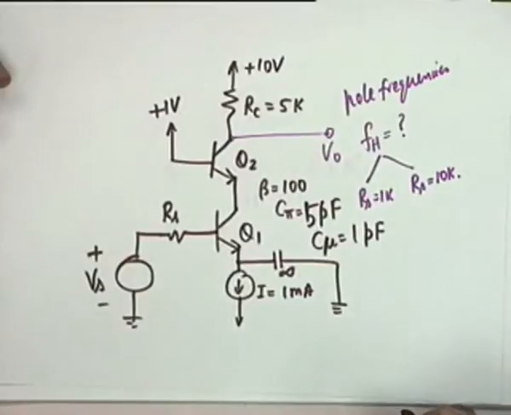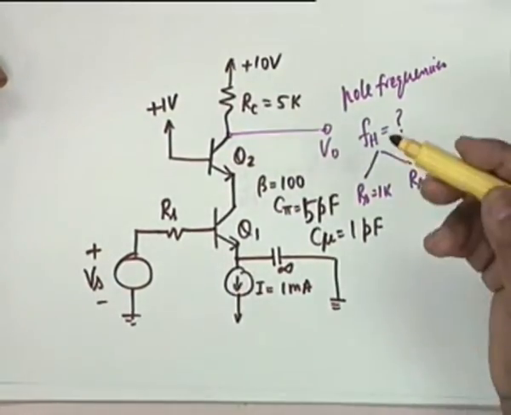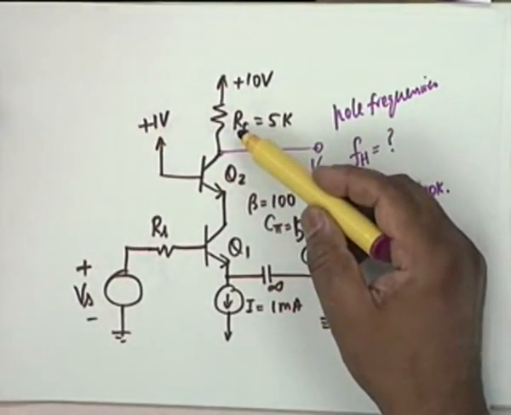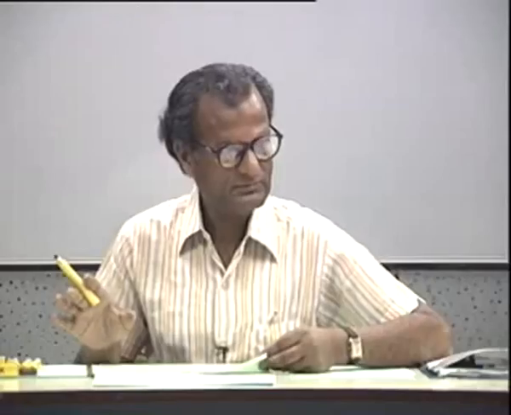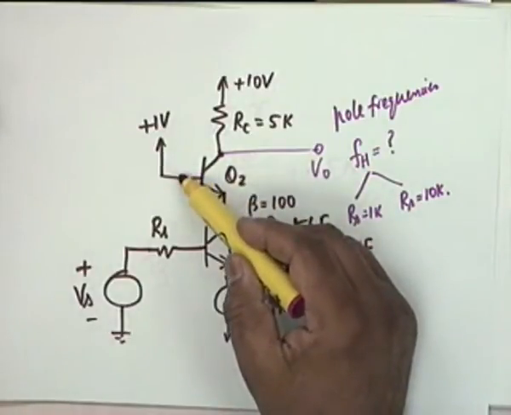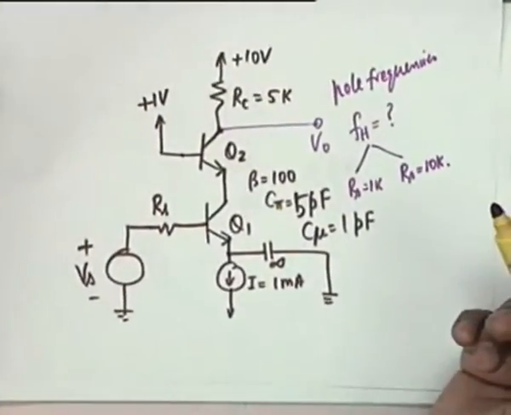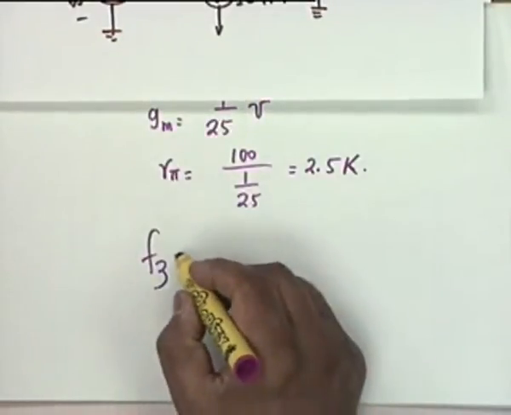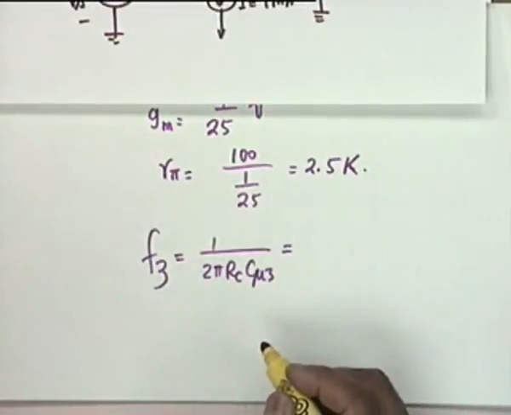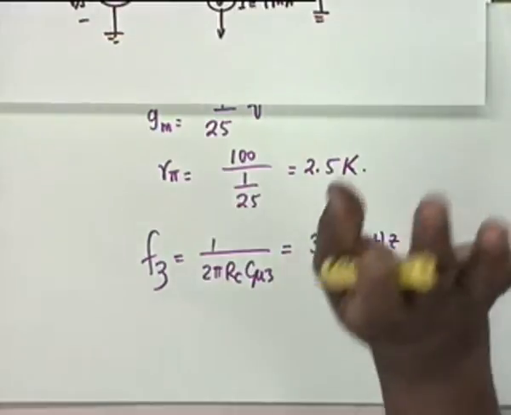Let's look at this. First, let's consider the output circuit. The output circuit time constant, or the pole frequency, which let's call F3. Who determines this? Obviously RC. Does RC come in parallel to anything? No. And the capacitor is from here to ground, that is C_mu3. Anything else? No. So F3 is simply 1 over 2 pi RC C_mu3, and if you substitute the values, this comes as 31.8 megahertz without drawing an equivalent circuit.